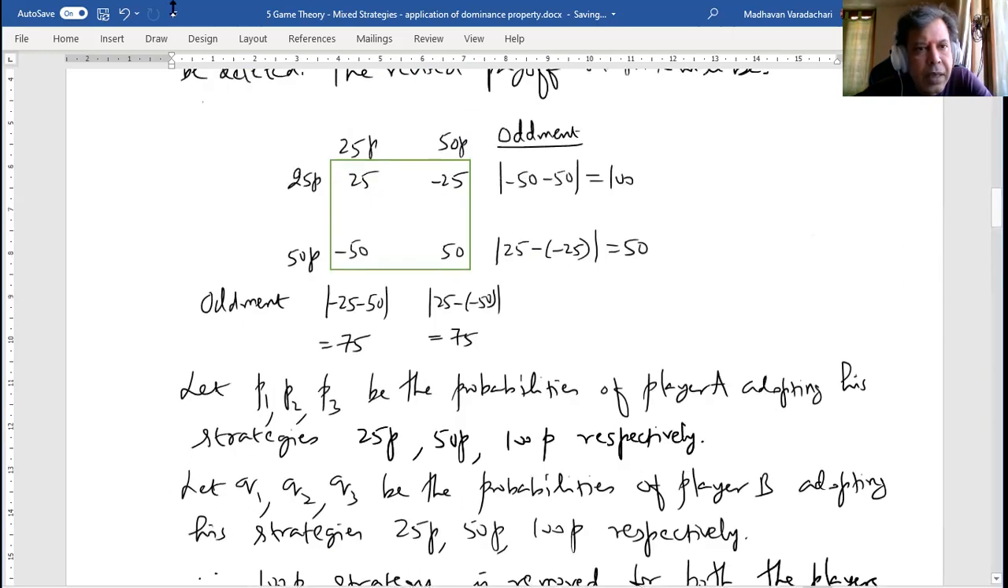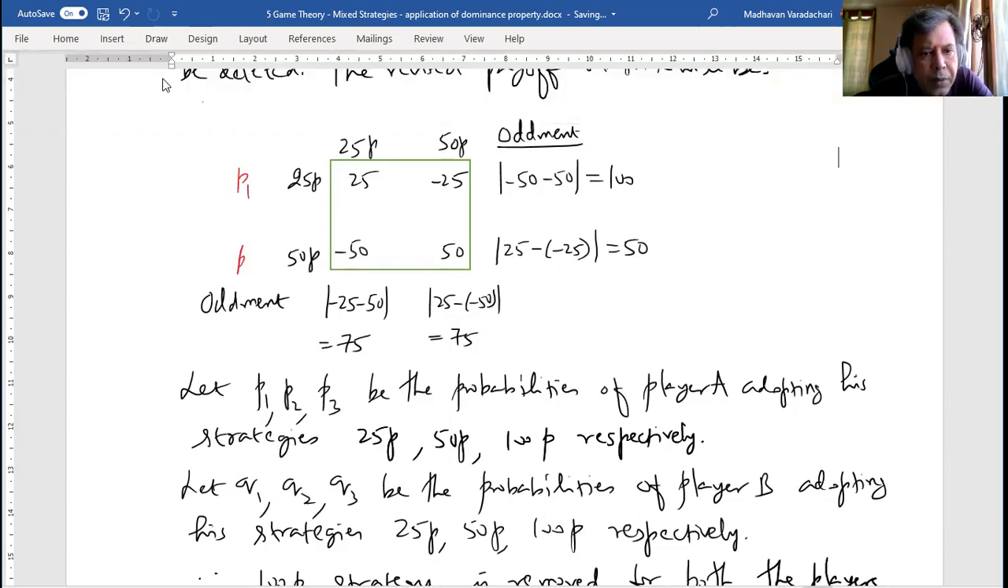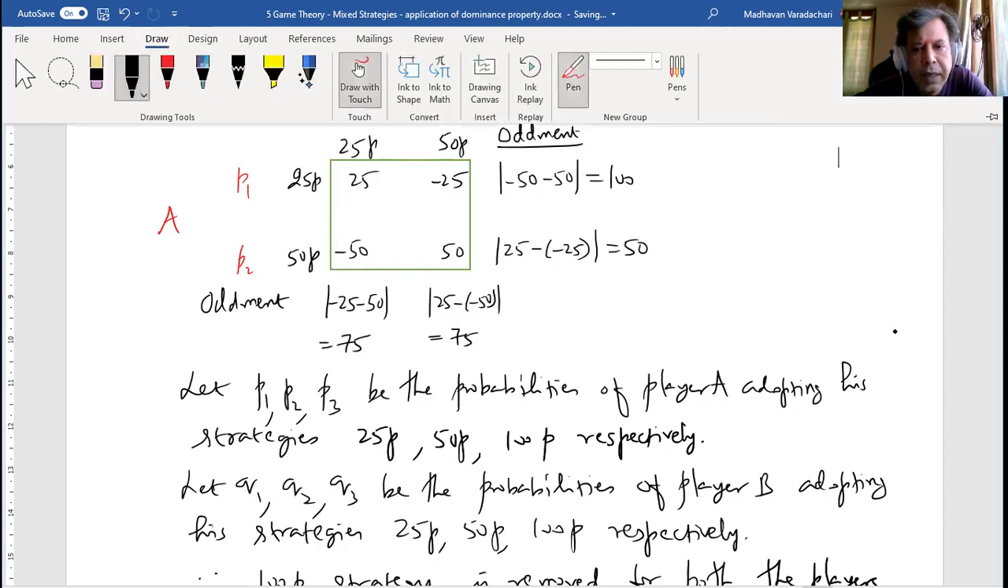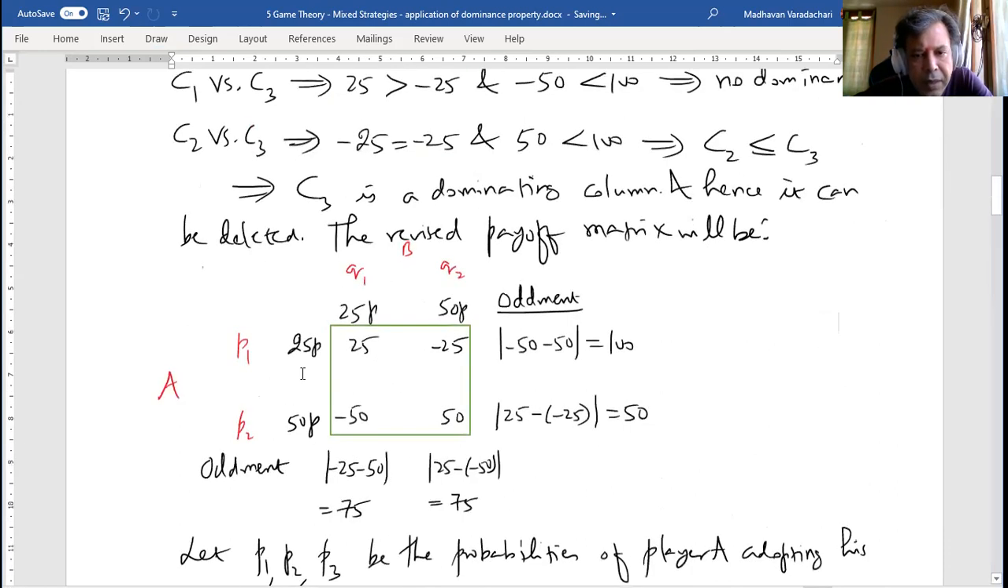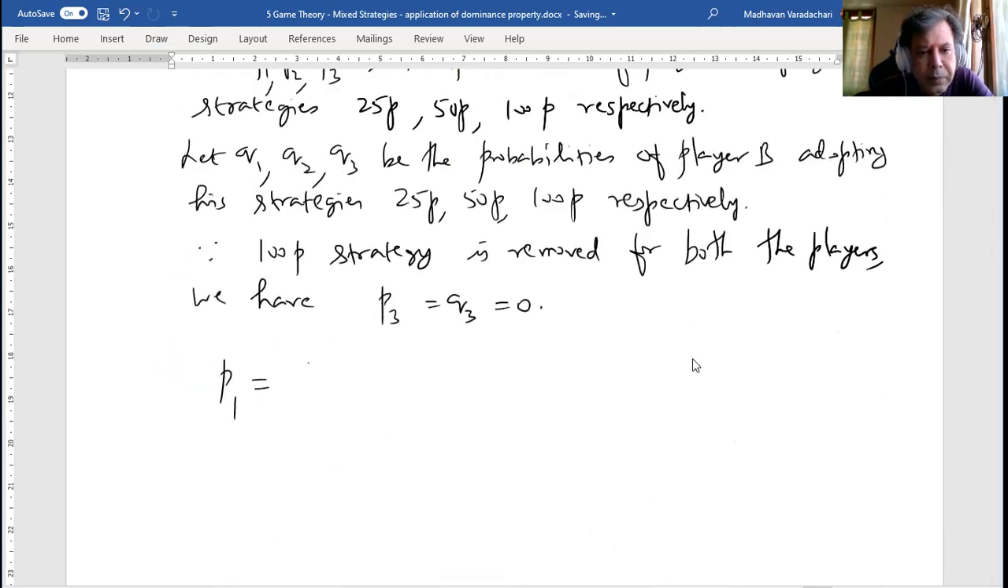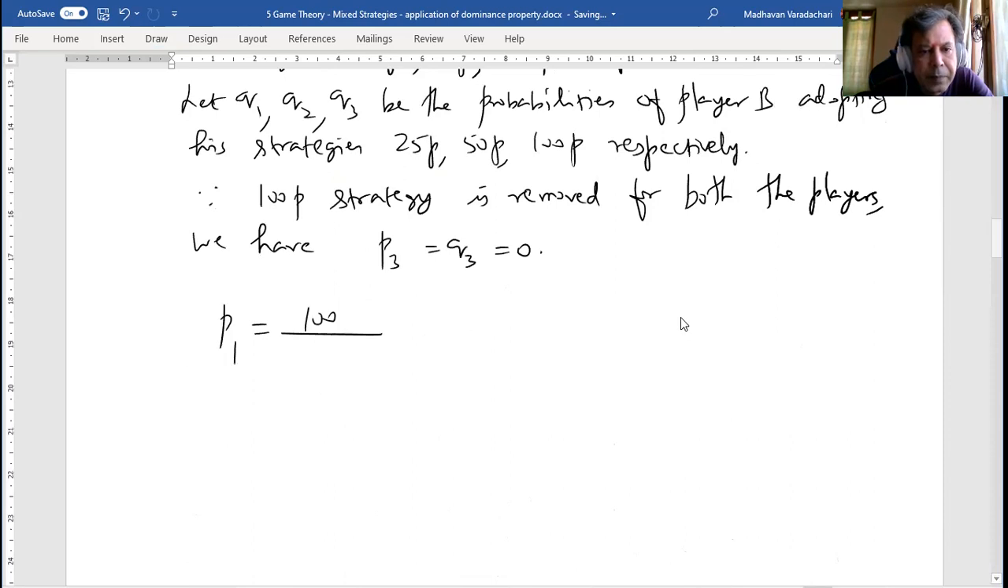So let me call here our P1, P2. This is for player A. This one as Q1, Q2. This is for player B. Now we can calculate P1 and P2. P1 will be the corresponding oddment, which is 100, divided by sum of the row oddments, which is 100 plus 50, which is 100 by 150 or 10 by 15. That can be simplified as 2 by 3.